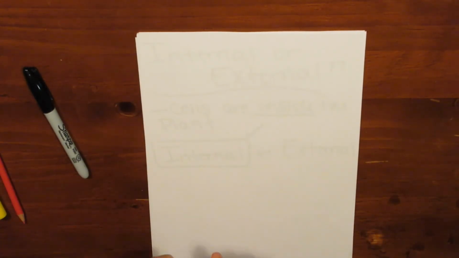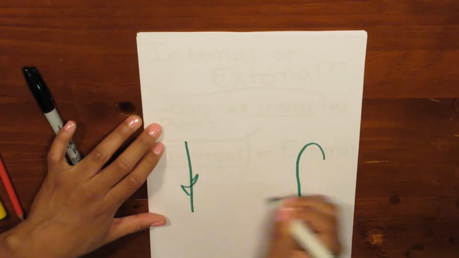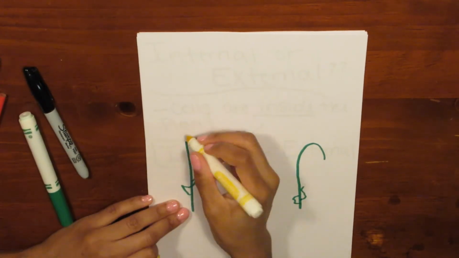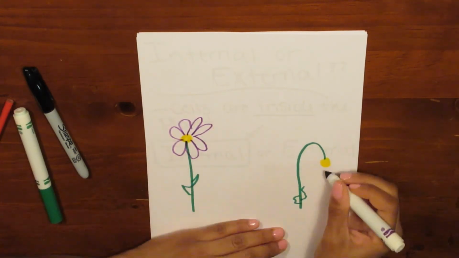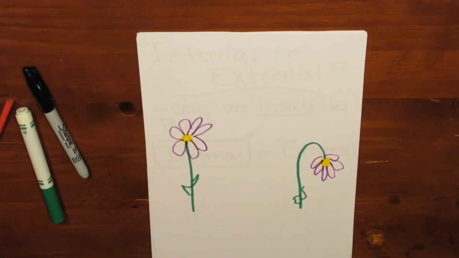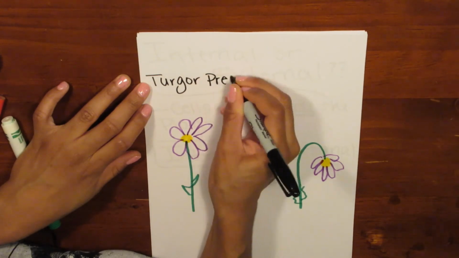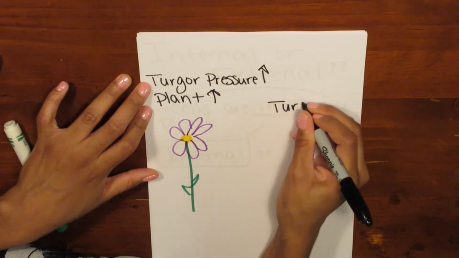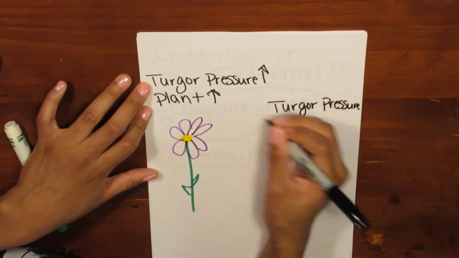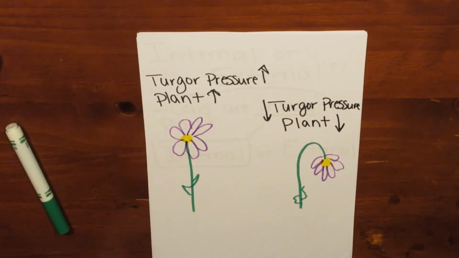So I'm going to give you guys one more example to allow you to make that connection. So here I am drawing my two plants. I'm drawing my plant that's happy, it's healthy, it's standing upright, and then I'm drawing my sad, wilted flower. It's not happy. It doesn't have enough water. Whoever's been watering it hasn't been doing a great job. So as our Turgor pressure goes up, our plant also stands up taller. But as our Turgor pressure goes down, our plant also falls down. So that's the connection I want you all to make. Turgor pressure up, plant up. Turgor pressure down, plant down.